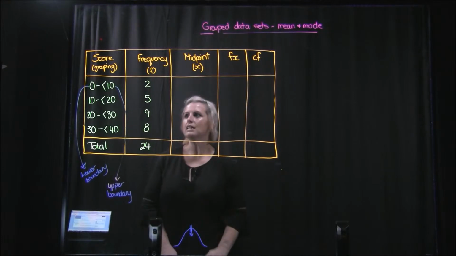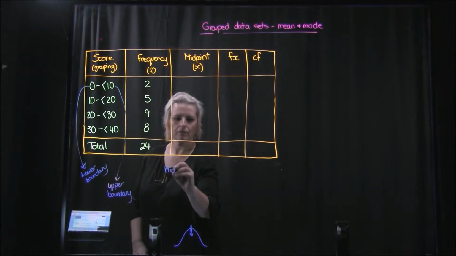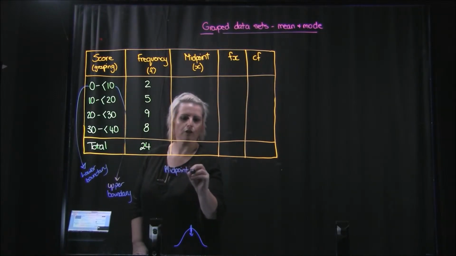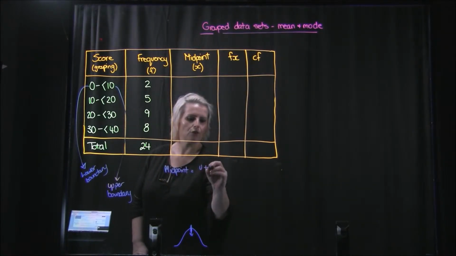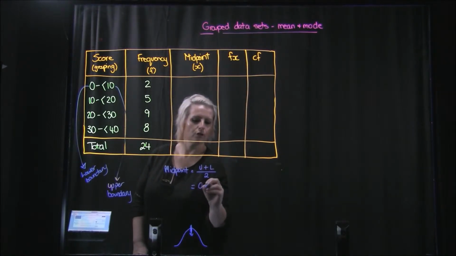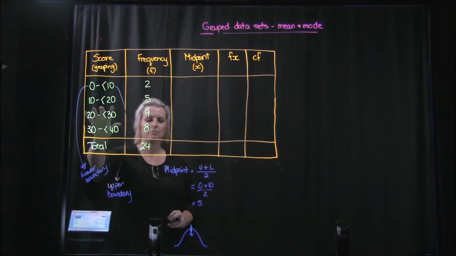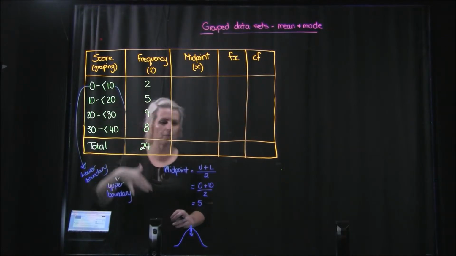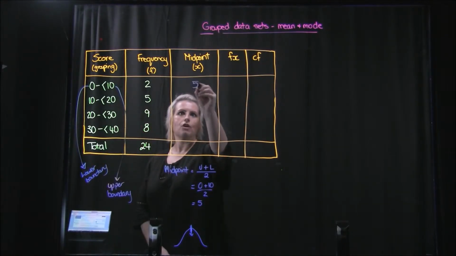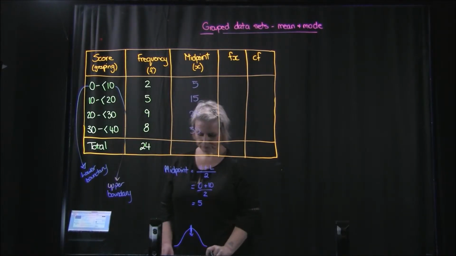Okay, in order to work out the midpoint, basically what you're going to do is add the upper boundary and the lower boundary, and divide by 2. So for this first one, 0 plus 10 divided by 2. So that's 10 divided by 2, which is 5. Then you'll have 10 and 20. So 10 plus 20 is 30, divided by 2, 15. So 5, 15, and then what we'll find is 25 and 35 are our midpoints.